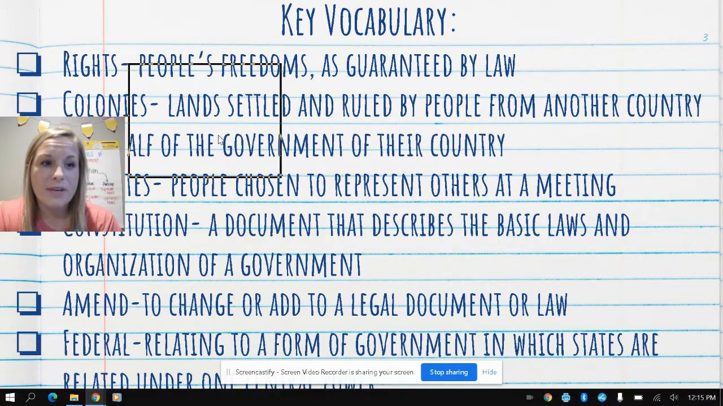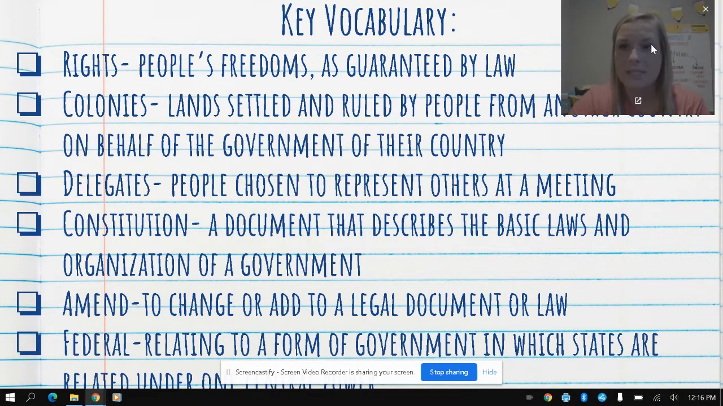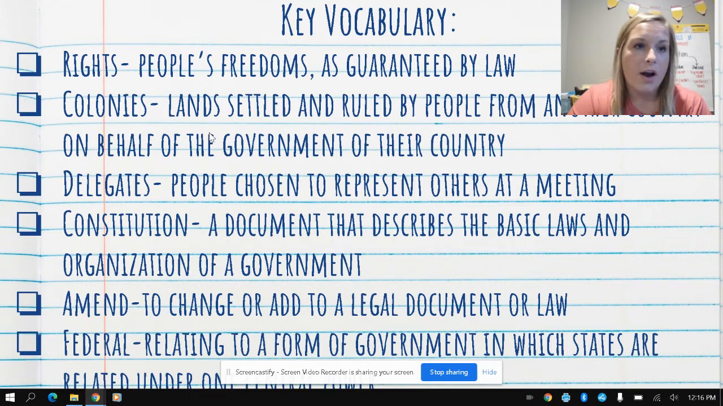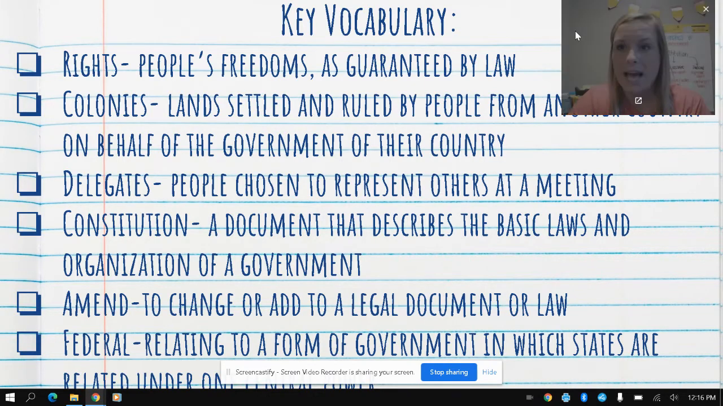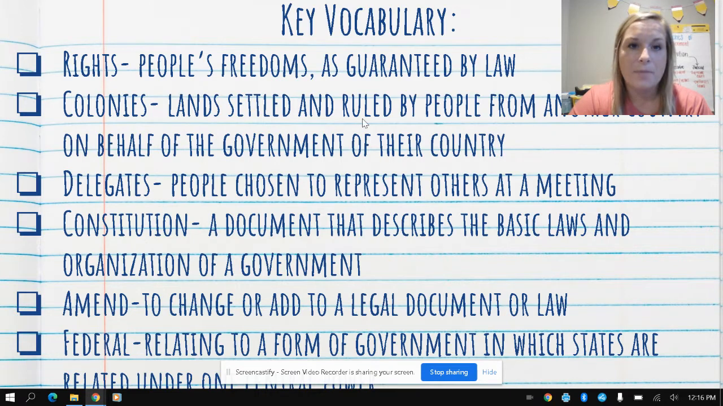We have lots of vocabulary in this section as we're introducing something new. So, our first vocabulary word is rights. These are people's freedoms as guaranteed by law. And we'll learn more about the different rights that we have as United States citizens. But these are our freedoms, these are what we're allowed to have.